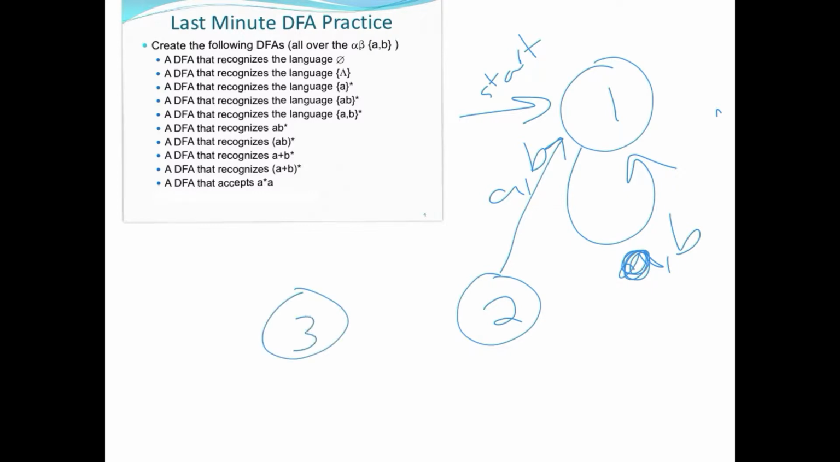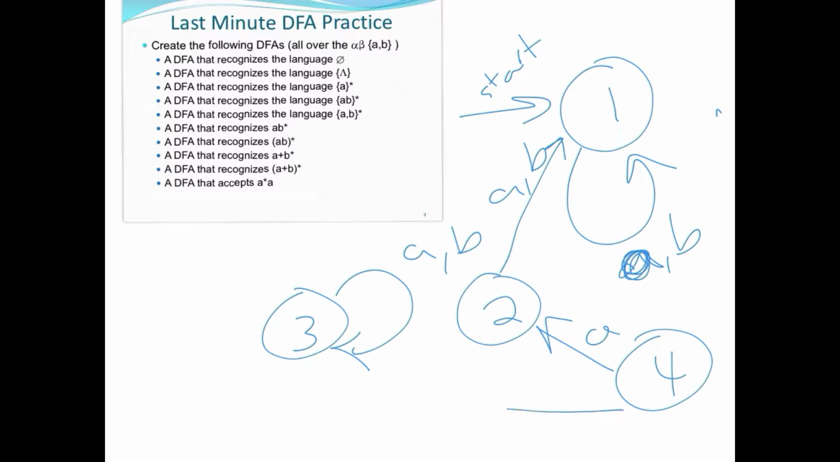Here's another DFA if I add a state 3. And I could add a state 4, right? I mean, there's an infinite number of DFAs that accept the empty set. But just the singleton by itself is the simplest.